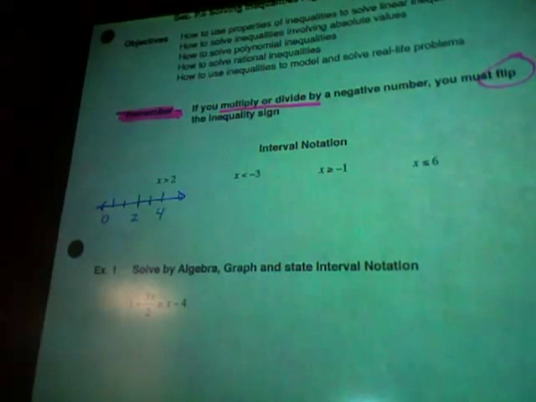True story, there are some of you that don't know that negative numbers are on the left. It's true. So I need to correct that if that's an issue.